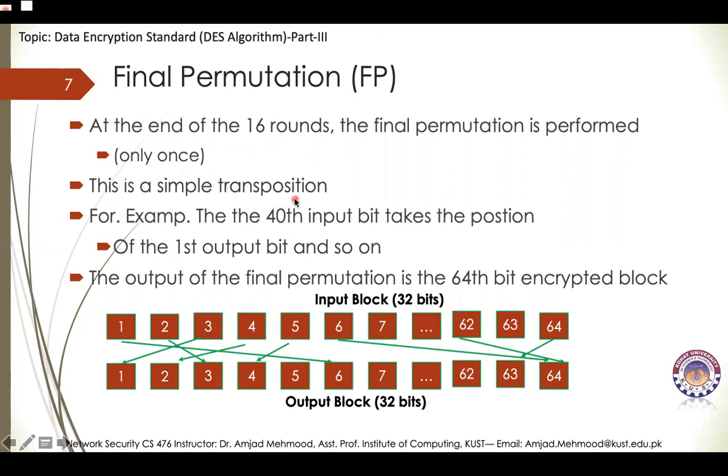This is a simple transposition. For example, the 40th input bit takes the position of the first input bit, and so on. You can see here with the help of a diagram that the output of the final permutation is the 64-bit encrypted block. Each bit is replaced with some other bit position, which is why you call it a permutation. So the jugglery of bit positions is done here.